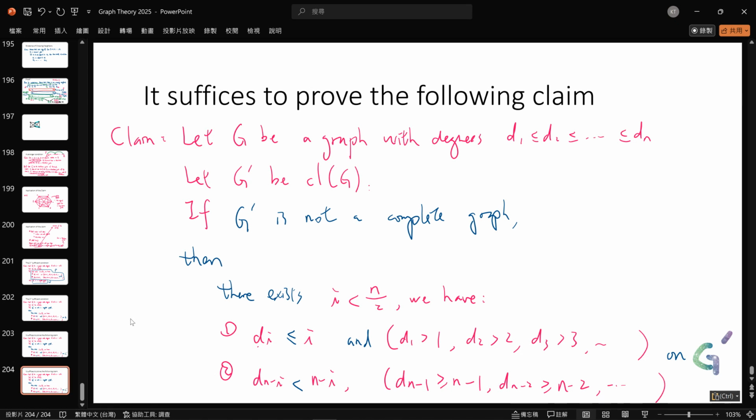Okay, so next I'll give you a different physical meaning of this inequality, that is di is at most i. Recall that di is the i-th smallest degree in G prime. So this implies that there are i vertices of degrees at most i.